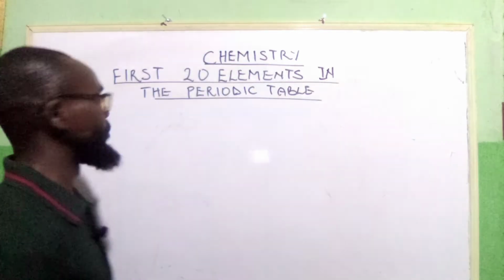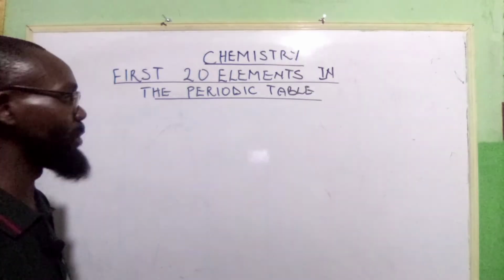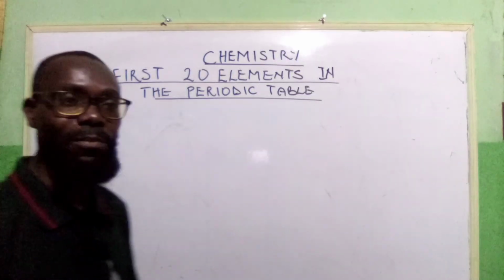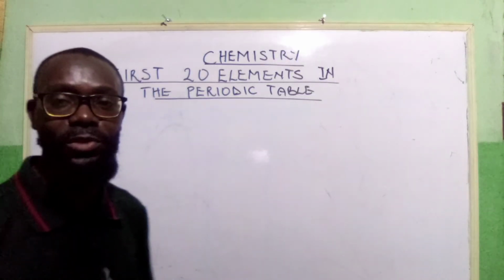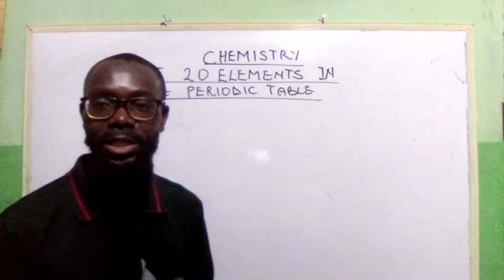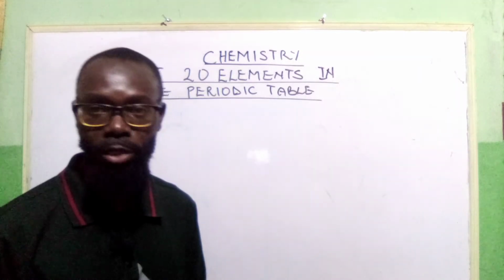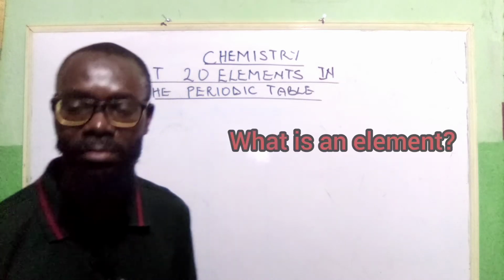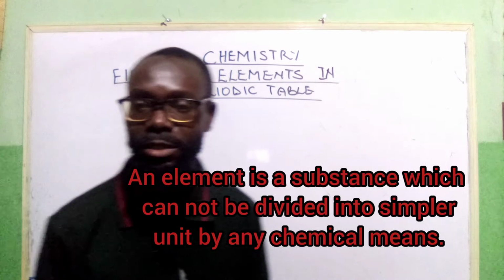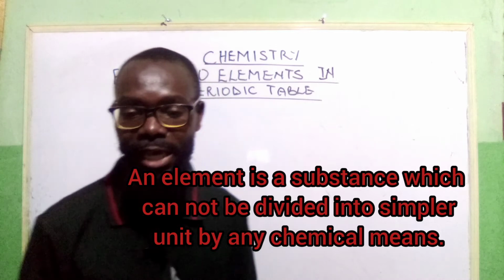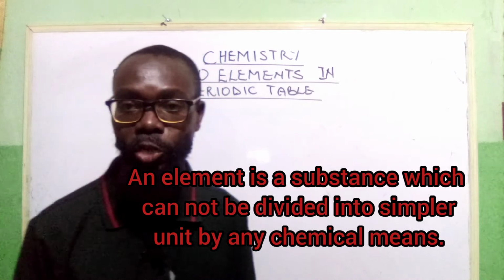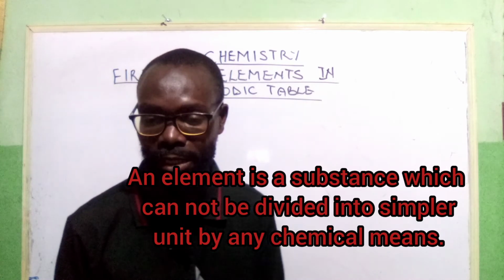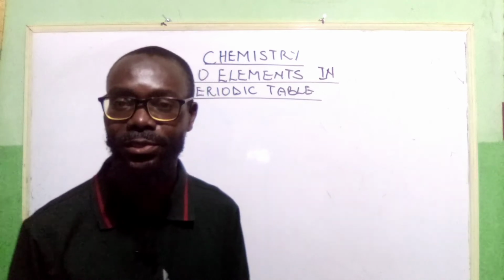Today we'll be talking about the first 20 elements in the periodic table. Elements in chemistry can be found in a table called the periodic table. Now, what is an element? An element is a substance which cannot be divided into simpler substances or units by any chemical means.